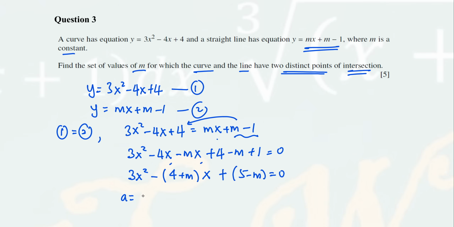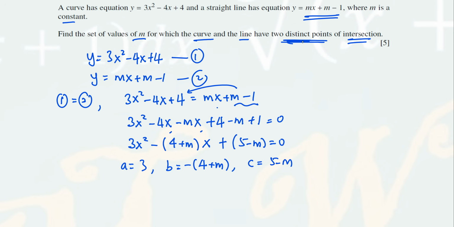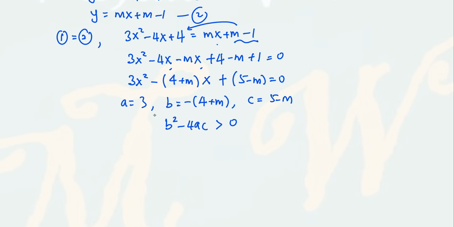Okay, again, we are going to solve this question using discriminant. So here are the three coefficients. Okay, so now here, since there are two intersection points and two different intersection points, which means the discriminant is greater than 0. Okay, and now just substitute all the values. This will be my b squared minus 4, a is 3, c is 5 minus m.